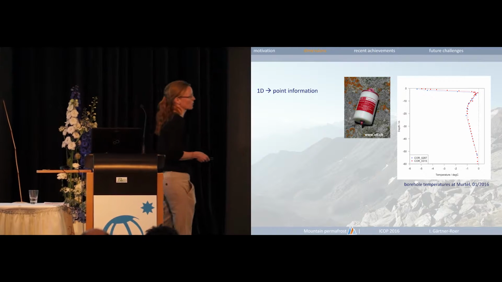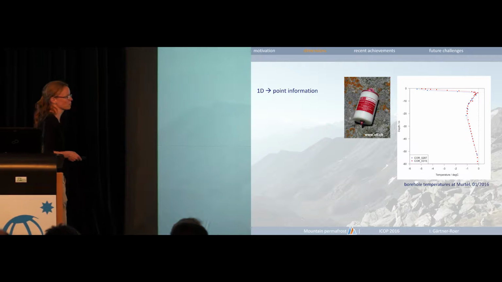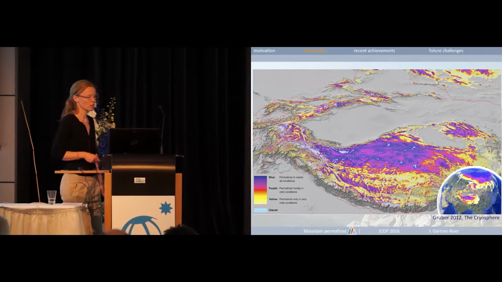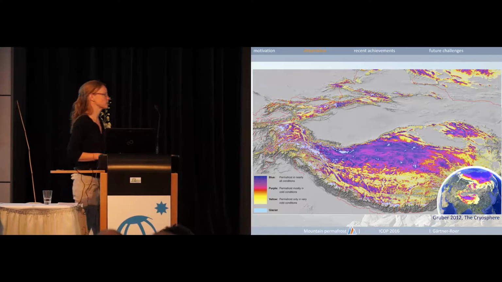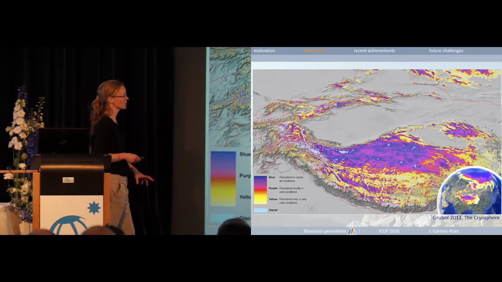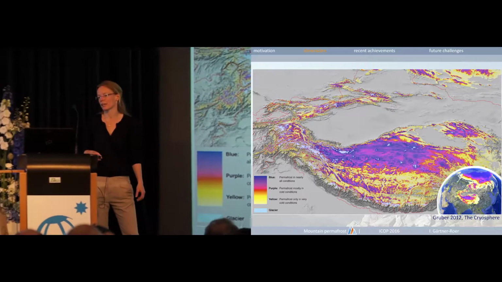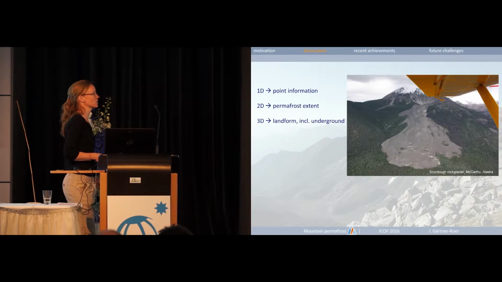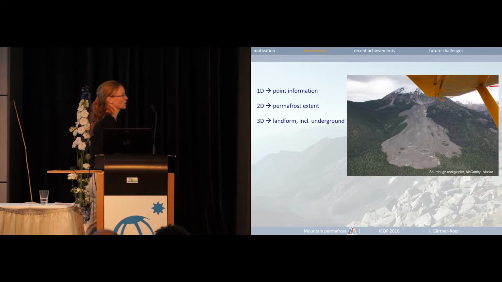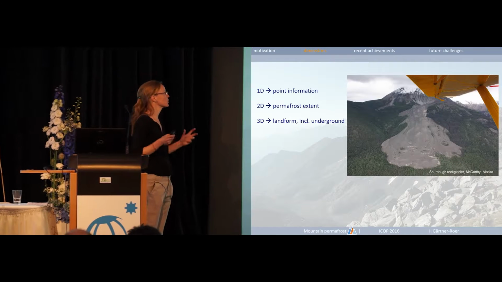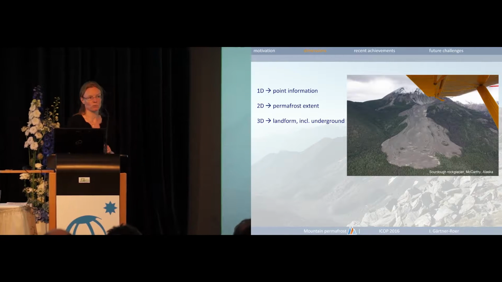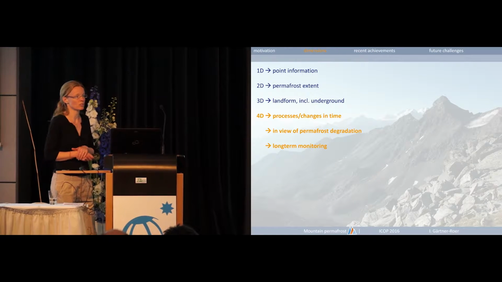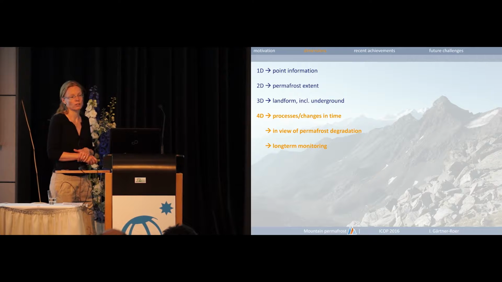We have 2D information on permafrost extent. You see here, for example, the permafrost distribution map for the Swiss Alps, or you know from Stefan's work about this global modeling approach where we get information on the permafrost probability here shown for the Himalaya region. And we have 3D information, landforms, including the underground, where we can conclude if there's permafrost and what is the status of the permafrost.